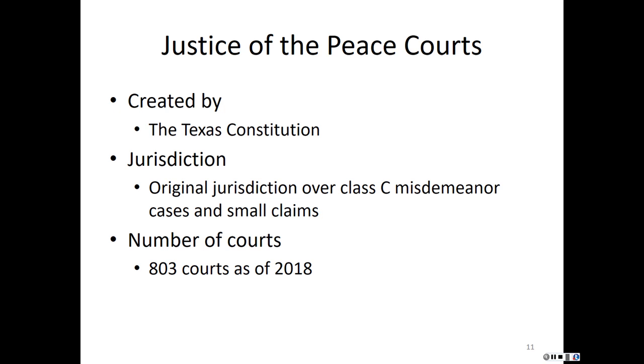Jurisdiction, they have original jurisdiction over Class C misdemeanors, so they have jurisdiction over criminal cases, but the JP court is different, in that it can act as small claims. This means you can sue people in JP court if certain prerequisites are met. So the Justice of the Peace Court, the JP court, also has jurisdiction over civil cases. The number of courts, 803 as of 2018.